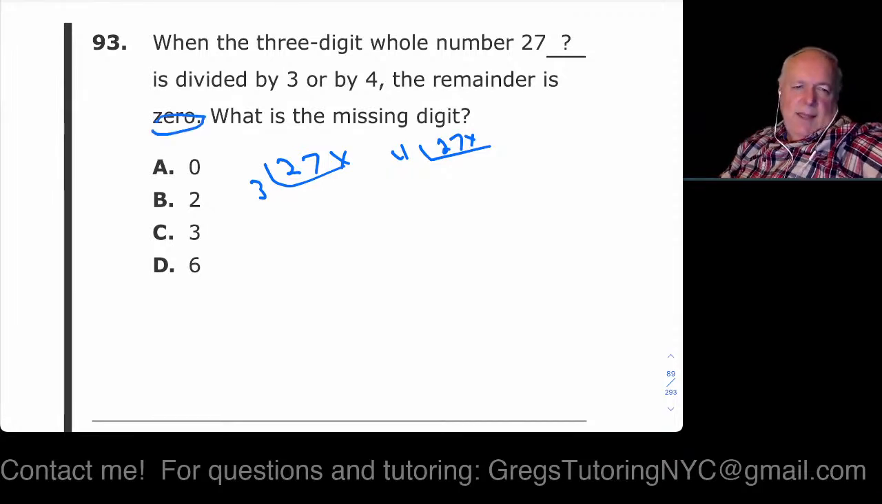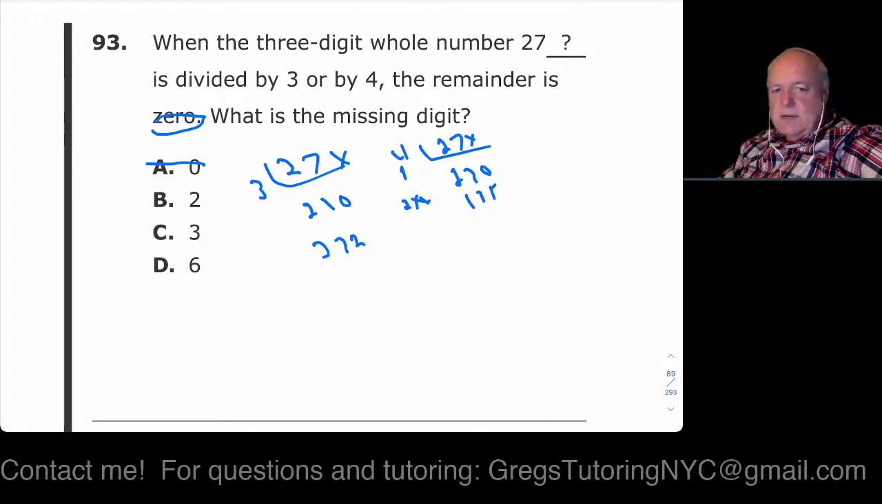So this is annoying. We're going to try 270. 3 goes into there. Does 4 go into 270? We can half that and get 135. I'm working on this that 4 is the same as 2 times 2. So if I divide the 270 by 2, I get 135, and I can't have that without a remainder. So 0's out. All right. 2: if I have 272, it doesn't work for 3, because we get not 9. 9 goes into 27, but then we get a remainder. So 2 was out the window.